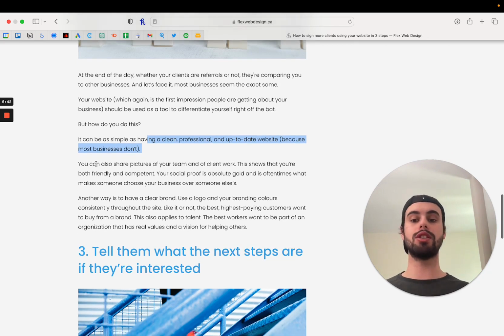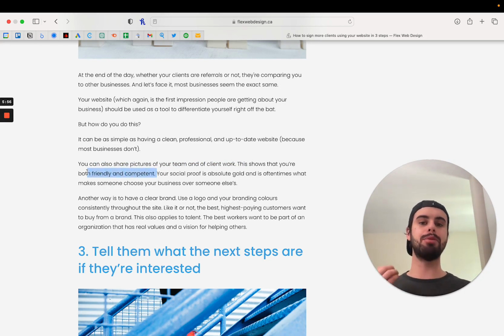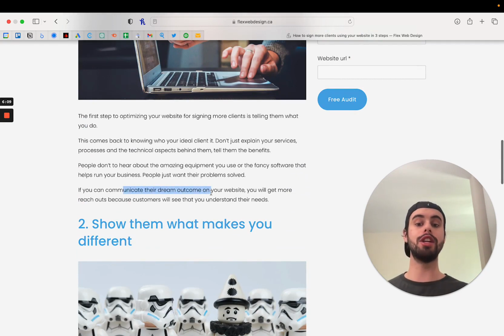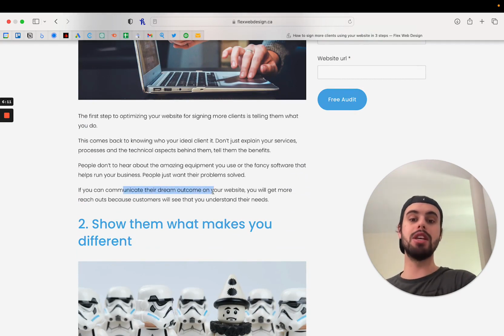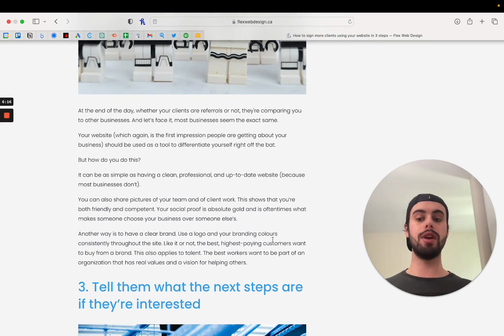So you can also share pictures of your team, showing that you're friendly, you're reputable, you're personable, right? And show pictures of your client work, okay? This shows that you're both friendly and competent, okay? You can see here. So your social proof is absolute gold, right? It shows your prospects, it shows your referrals and word of mouth customers that you've done work like this in the past, right? For other people, you've solved their problems. Going back to this, right? You've shown that you can achieve other people's dream outcomes just like themselves, okay? And because of that, they're so much more likely to reach out to you.